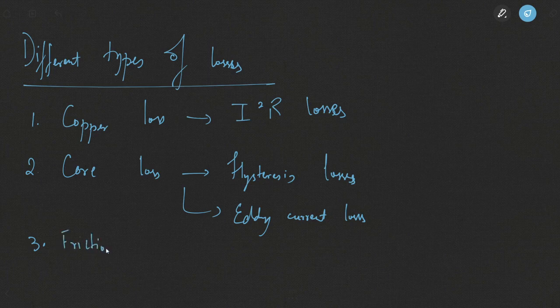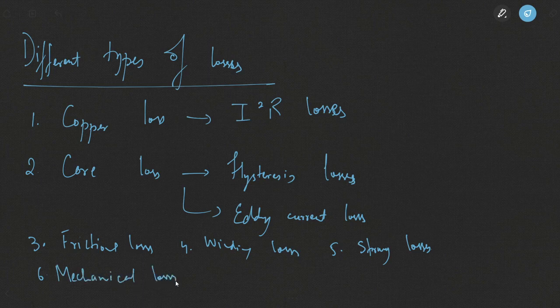Frictional losses, winding losses, stray losses, other types of losses that are undefined. Fine. And you can have mechanical losses due to the rotational motion. All these different types of losses will come across in different types of machines. We'll study them in detail at a later stage.